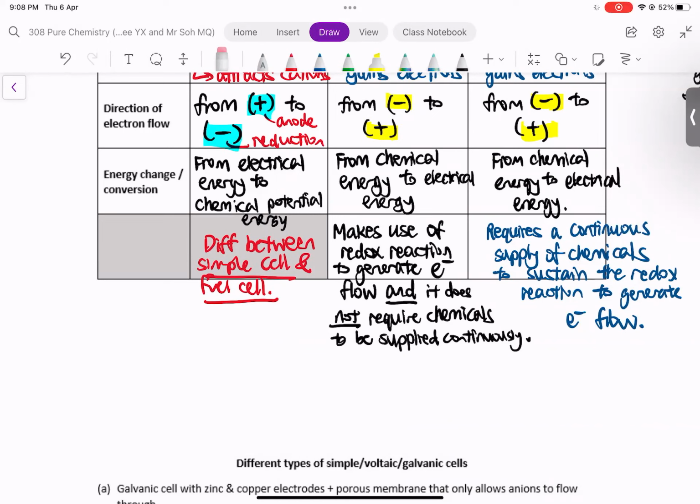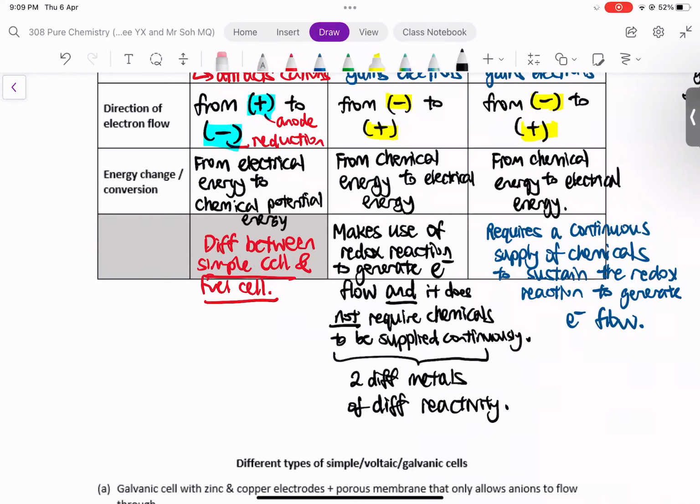Okay? Now, you might be wondering why? Why so special? Why is fuel cell so different? This is because we use different sorts of chemicals, right? The simple cell just makes use of two different metals of different reactivity, like zinc and copper, right? Zinc versus copper. Zinc is more reactive than copper. That's it. So all you need to do is to have two pieces. One piece of zinc, one piece of copper. That's it. There is no need for anything else to be supplied continuously into the cell. Just need two metals and an electrolyte. That's it.